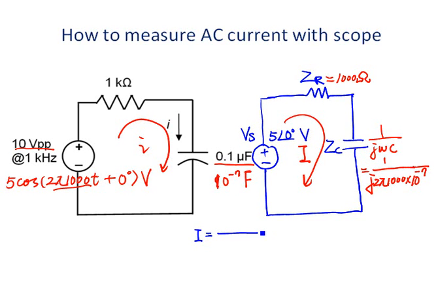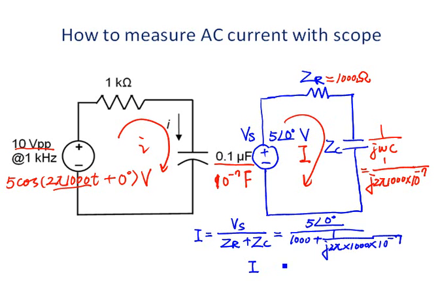Notice that the capacitor and resistance are in series. So 5 at 0 degrees over CR plus CC. We can calculate the current in phasor domain. The magnitude is 0.00266. The phase angle is 57.9 degrees.